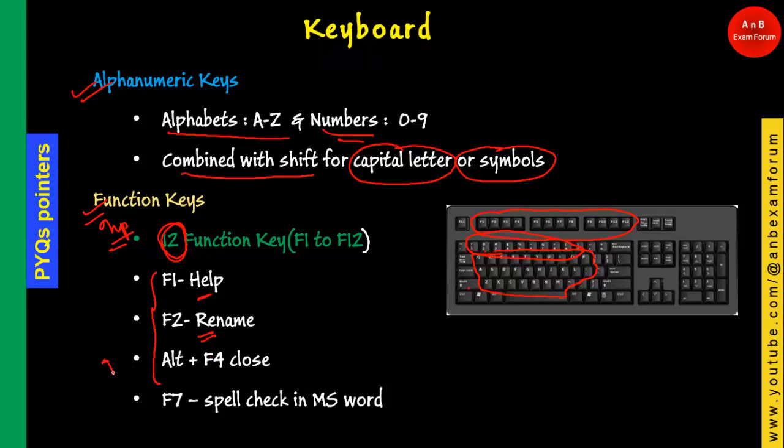A very common and very important one is Alt plus F4. If you want to close a window, it is Alt plus F4. If you combine the Alt and F4 keys, the application will be closed. And again, a very important one is spell check in MS Word, that is with F7. These are a very few function keys I have told you in this slide, and these are very important. Just remember them for the sake of the exam.